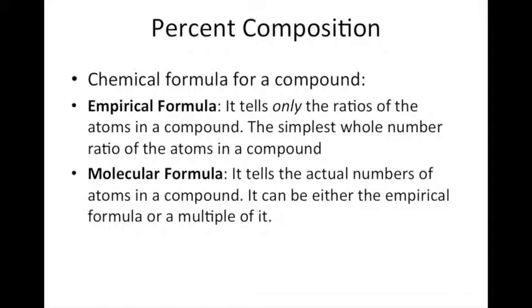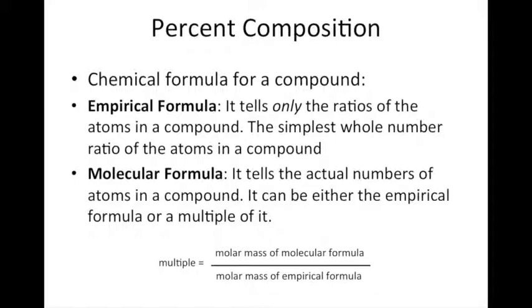The other way we can express a chemical formula is what's called the molecular formula. And this is more common. It tells us the actual number of atoms in a chemical compound. And it can be either the empirical formula or some multiple of it. So to determine if the molecular and empirical formula are the same, what we generally can do is take the ratio of the molar mass of the molecular formula and divide it by the molar mass of the empirical formula. And we get some multiple.